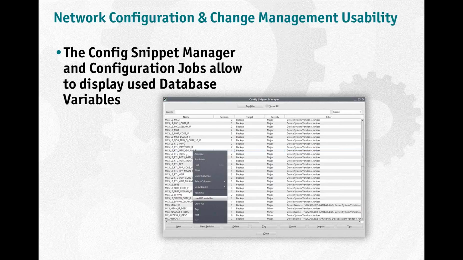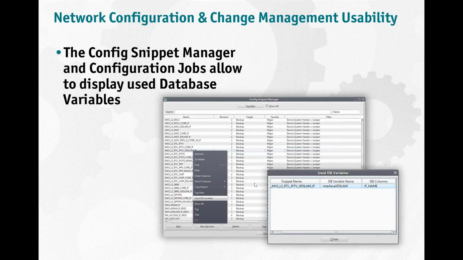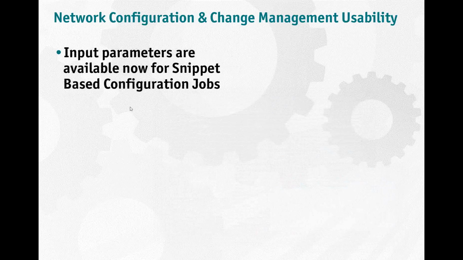And as you can see now, we made a new menu. We added a new menu item entry to the context menu when clicking the config snippets. You can see here we have this Use Database Variables. And as you click this button, you can directly see which database variables are used by a specific config snippet. This is also available for the template-based configuration jobs as well, and also for the snippet-based configuration jobs.